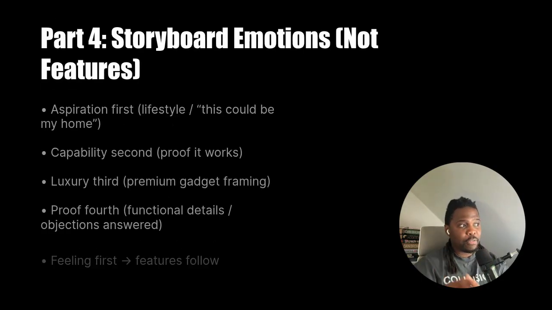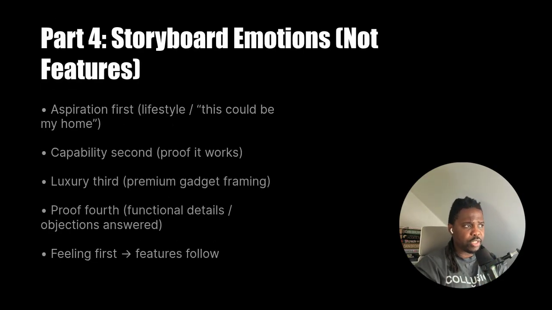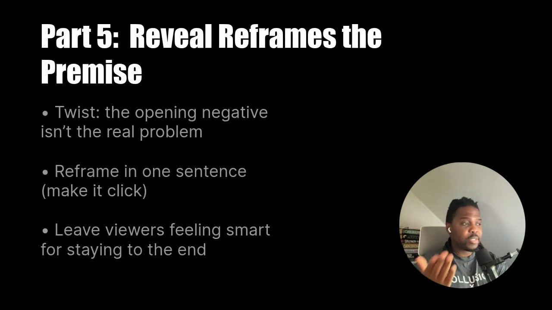Moving on to part 4, storyboard the emotions, not the features. So aspiration first, capability second, luxury third, proof fourth. The features follow the feelings. Feeling first and then features. The 5th part, the reveal reframes the premise. The opening negative wasn't what you thought. One sentence that makes the viewer feel clever for watching till the end.